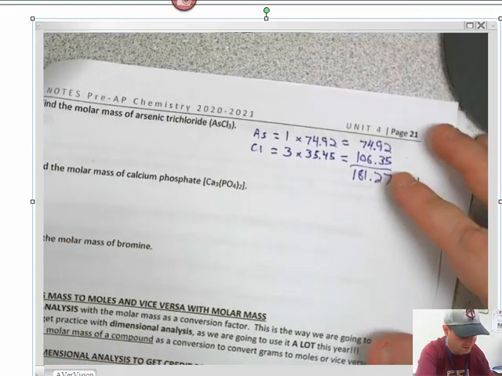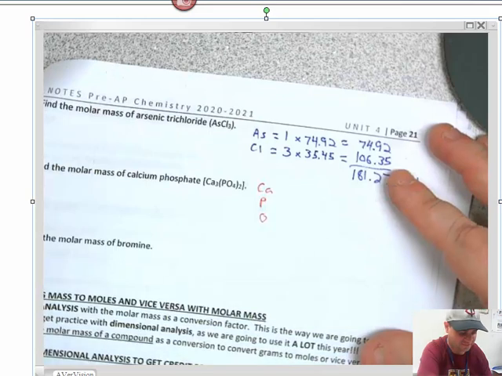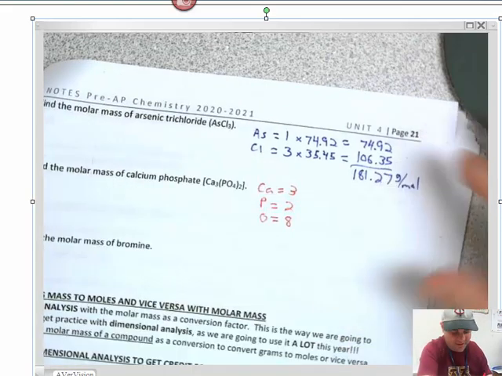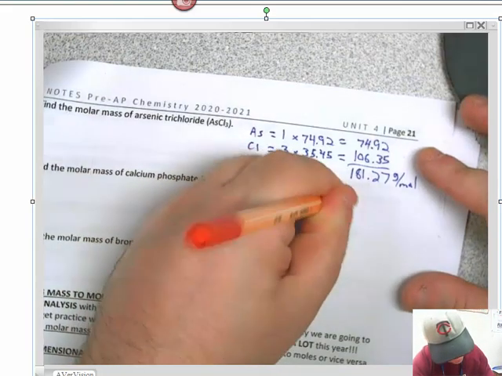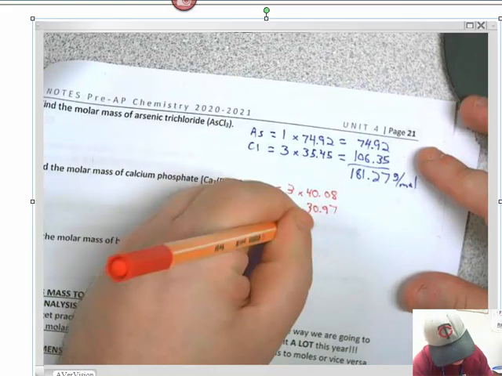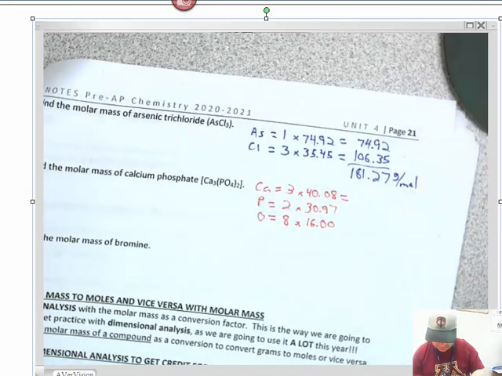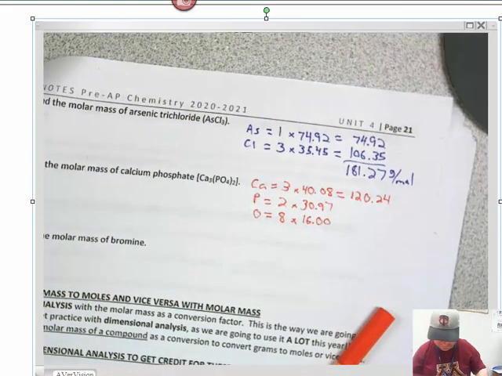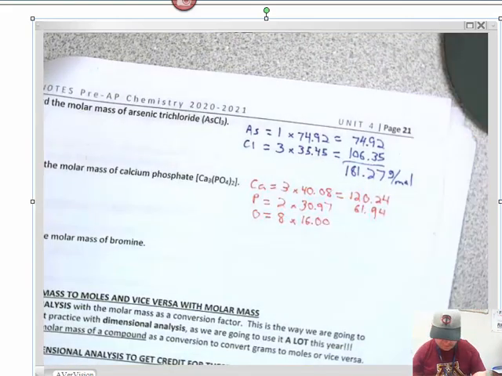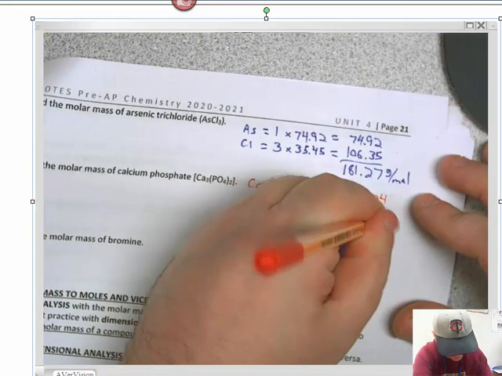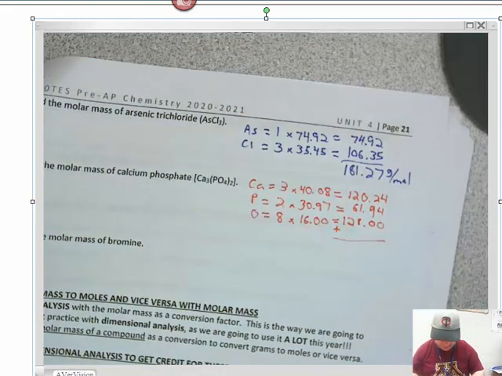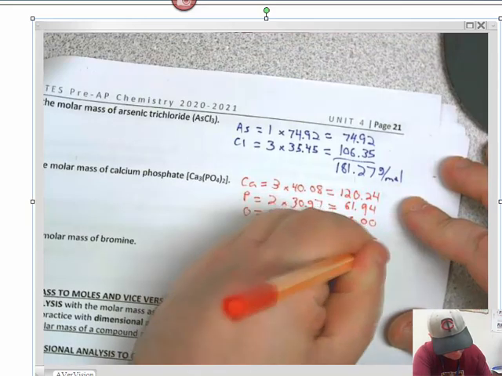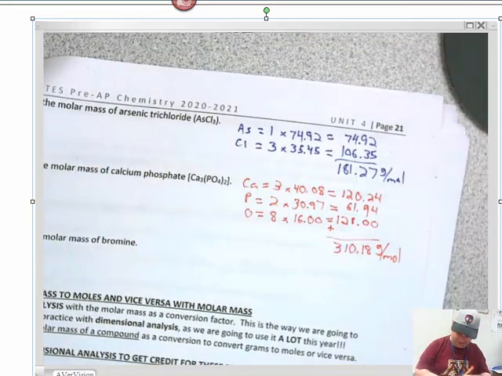So the next one we're going to do is calcium phosphate. Now this is ionic. So we have a calcium, a phosphorus, and an oxygen. There are 3 calciums. When we do phosphorus, this 2 distributes into the parentheses here, so there are 2 of those, and there are 8 oxygens. Calcium is 40.08. Phosphorus is 30.97. Oxygen is 16.00. 3 times 40.08 is 120.24. 2 times 30.97 is 61.94. 8 times 16 is 128.00. Add those up, and we have a molar mass of 310.18 G/moles. Down with the gangsters.